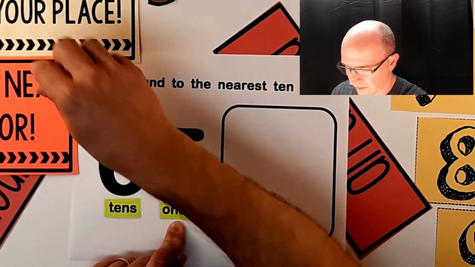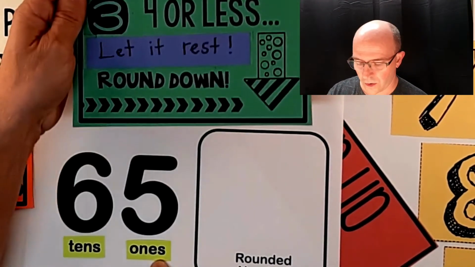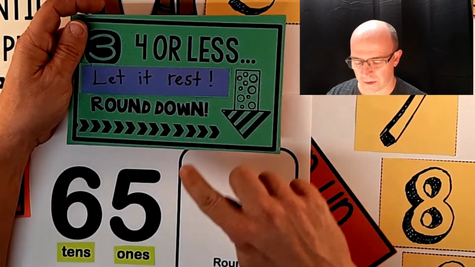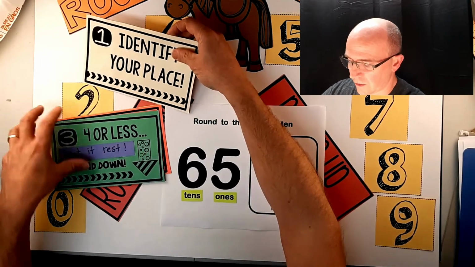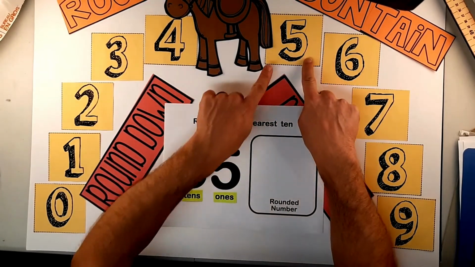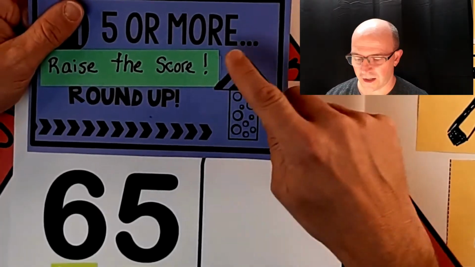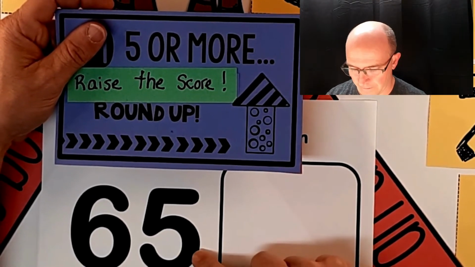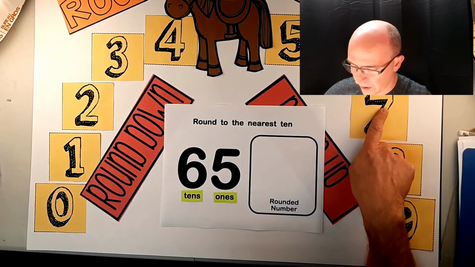Let me move this over here. Step 3 says, is this 4 or less? Let it rest. Round down. This is not 4 or less. And also, if we looked at our Round the Mountain poster, we would see that the number 5 is on this side of the mountain. That brings us to the next step, which says, is this digit 5 or more? Raise the score, round up. This is 5 or more. In fact, it's equal to 5, and that means that we are going to round up.